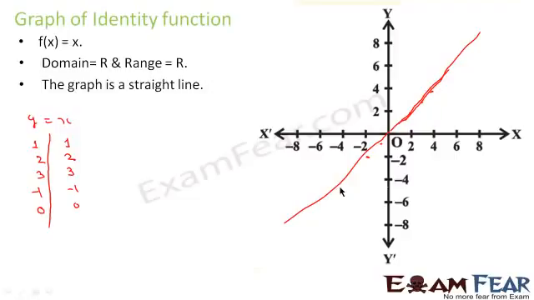So the x-axis is the domain and the y-axis is the range. So y is range and x is domain. You see, x can take any real number and y can take any real number.